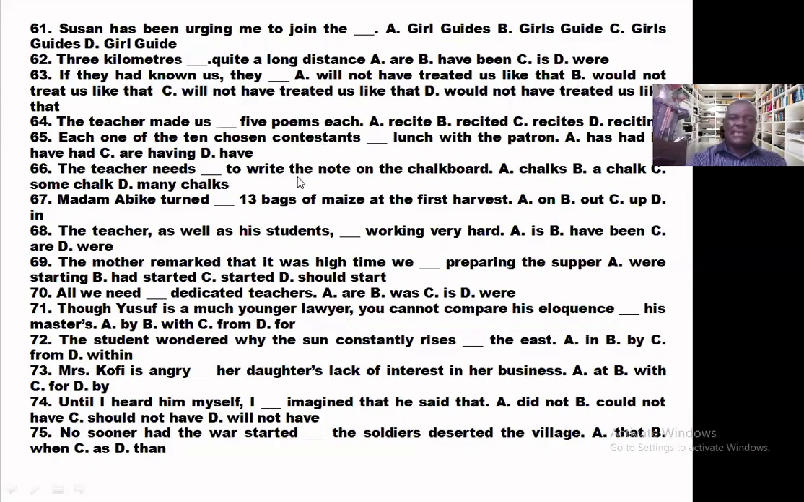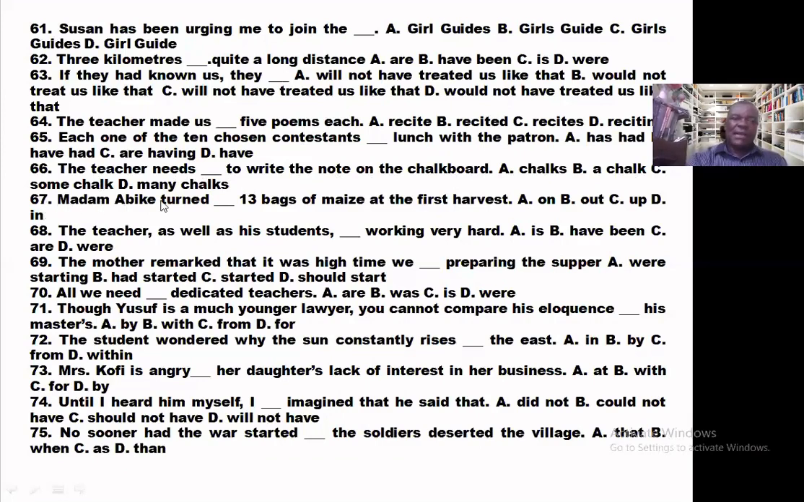66: The teacher needs dash to write the note on the chalkboard. Now, chalk as material is uncountable, right? Even though in some cases you might look at a piece of chalk as a chalk, in this context, it's not, because we already have options that suggest that the examiner has the uncountable variety in mind. A, chalks, no. B, a chalk, no. C, some chalk. That's quite correct. The teacher needs some chalk to write the note on the board.